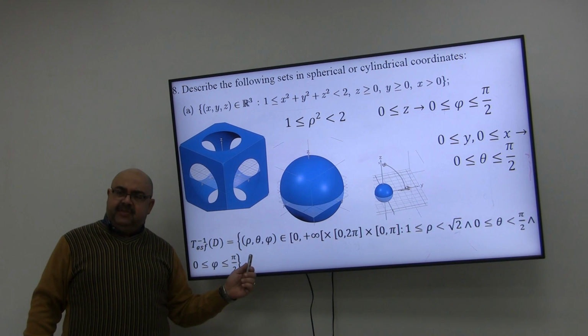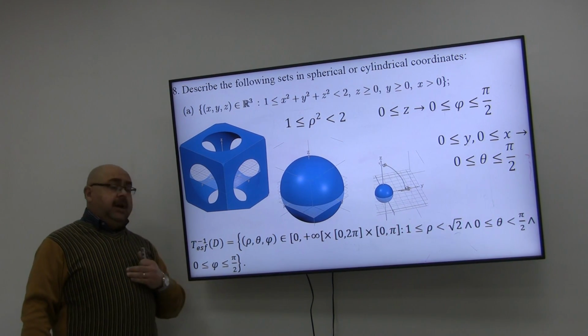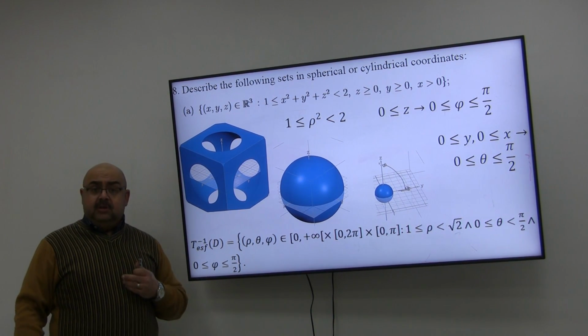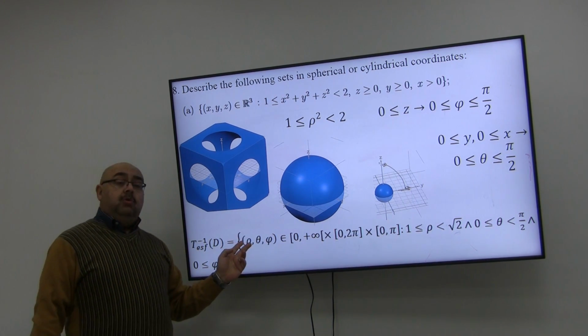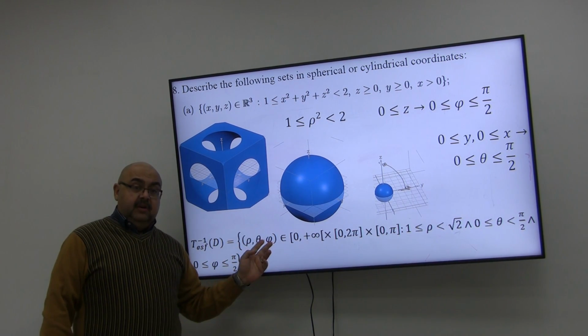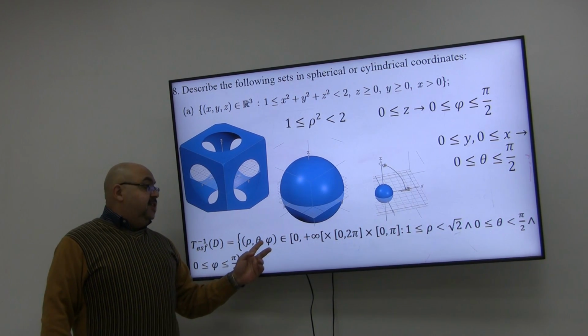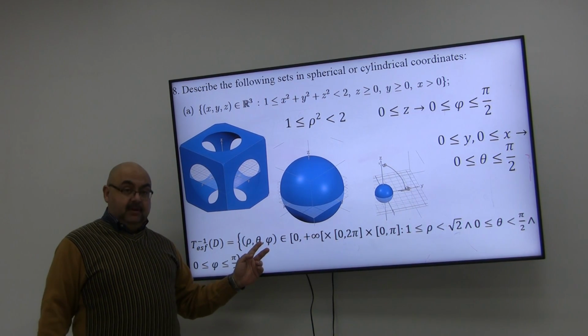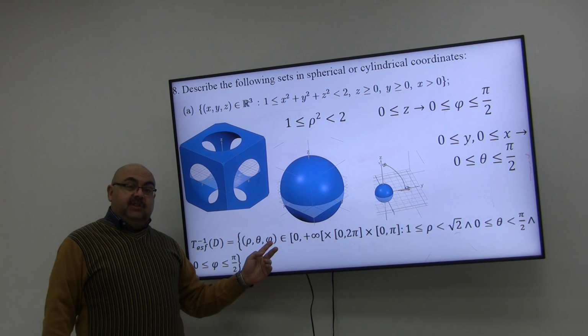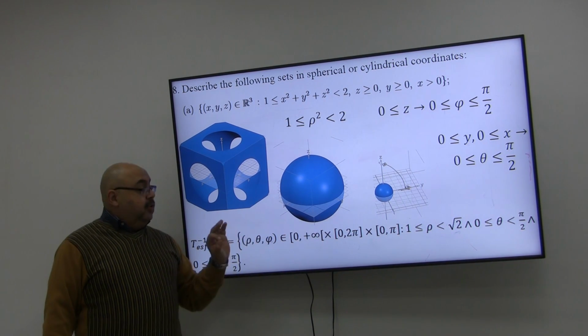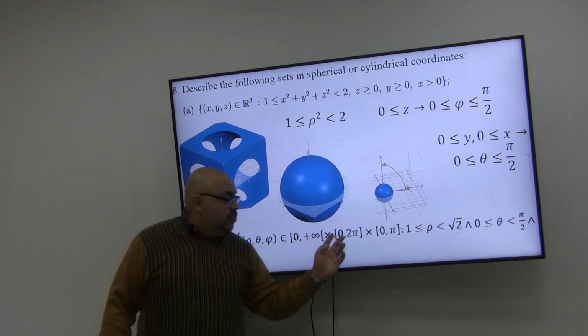Now I can rewrite the limitation. I'm talking about spherical coordinates, which will appear as rho, theta, and phi. Rho runs from 0 up to infinity. Am I right? Theta runs from 0 up to 2 pi. Yes, we are right. Phi is from 0 up to pi. For the specific shape, this is all written here.